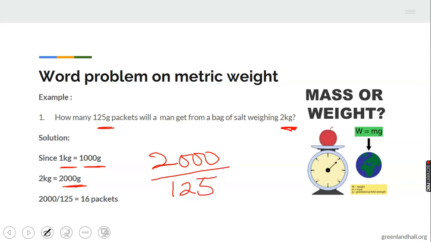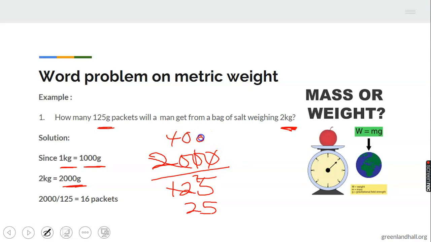125. What number can go in this? Any number that ends with 0 and 5 can be divided by 5. So let's start. 5 in 12, that's 2, which is 10. It remains what? 2. And 5 in 25 is what? 5. Let's use the 5 to divide this one too. 5 in 20, that's 4. 5 in 0, that's 0.